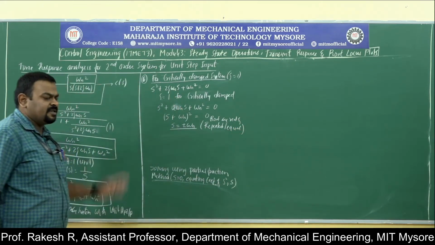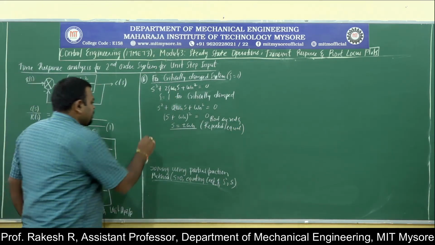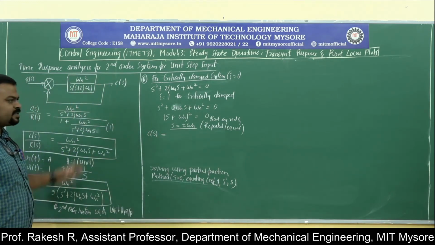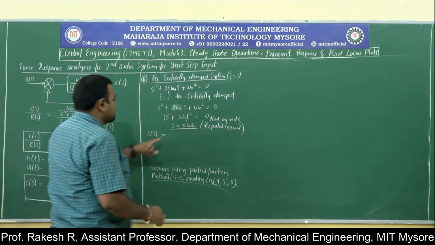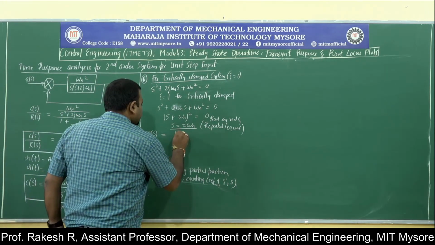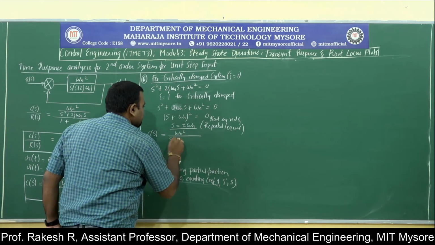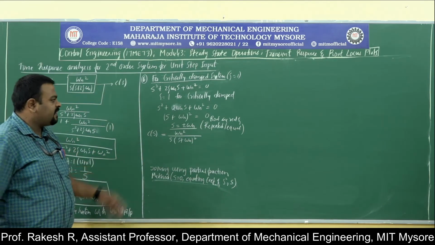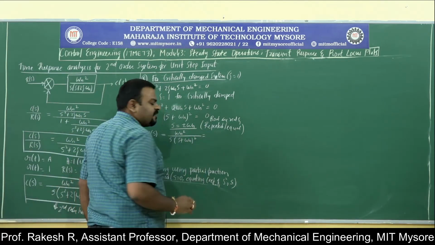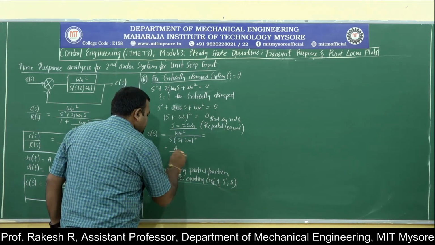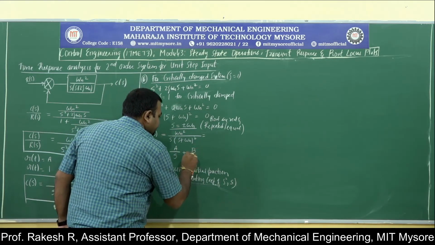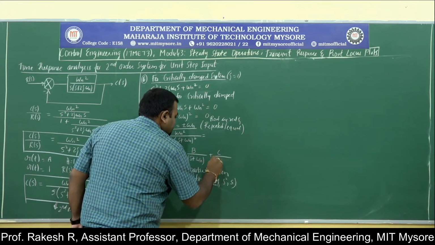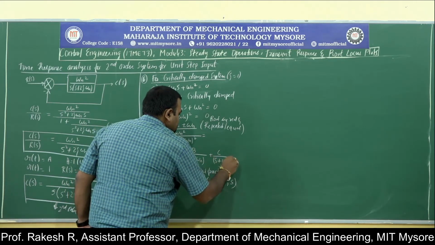So when we have a case like this, let us rewrite what C of s is. C of s will be equal to, again R of s will be 1 by s, that will be continued throughout. What is the denominator? The only change here will be omega n square divided by s into s plus omega n whole square. If I write according to partial fractions, this term will be A by s plus B divided by s plus omega n plus C divided by s plus omega n whole square.